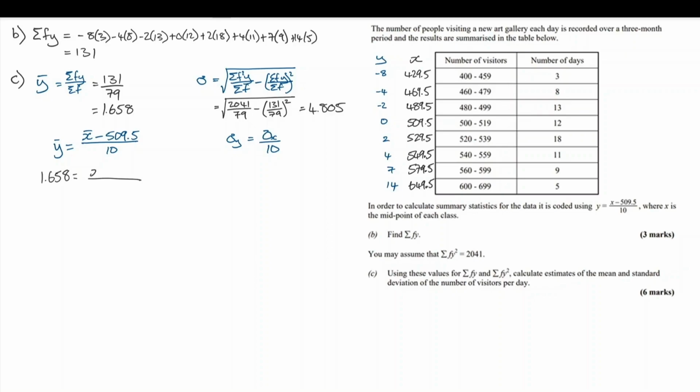Okay, substituting in our statistics, we can rearrange for x bar, so multiplying by 10 and adding on the 509.5. That gives us a value for x bar, 526.08. That's the mean number of visitors per day. Uncoding for standard deviation, we're just going to multiply across by 10, and we get that the standard deviation of the number of visitors per day is 48.05.